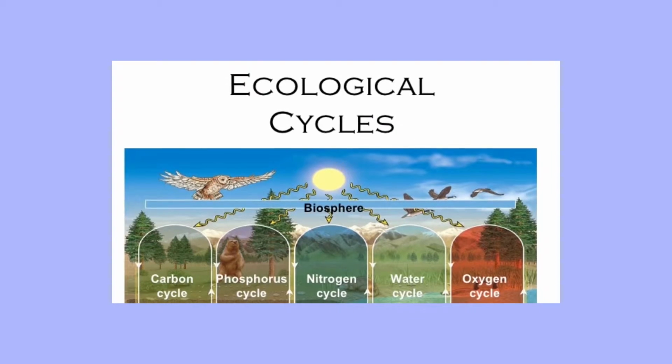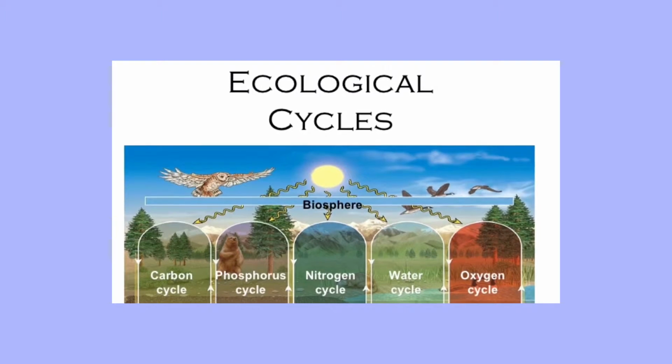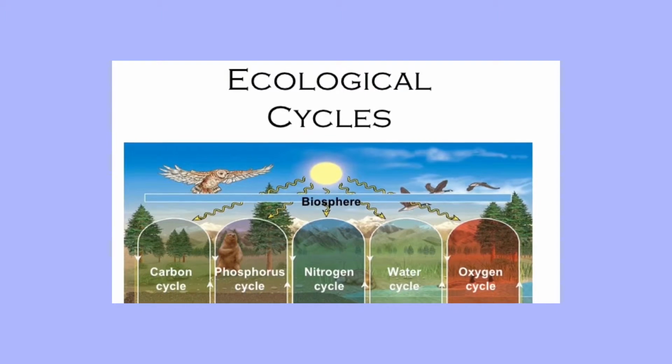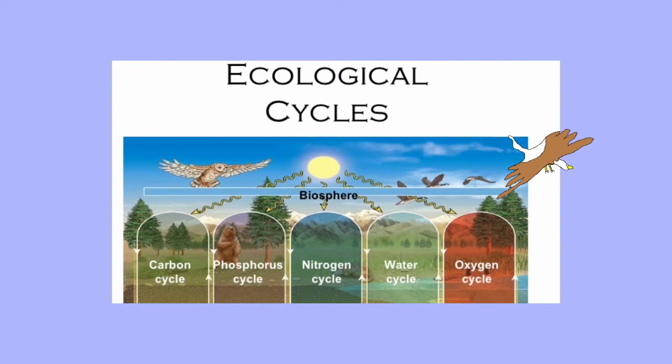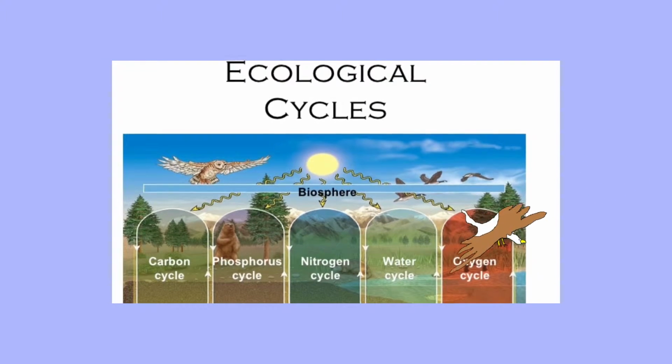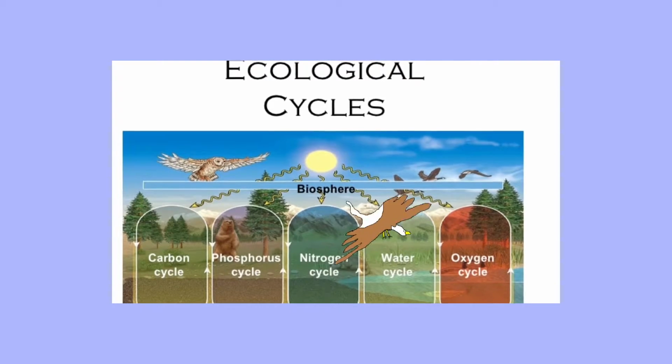Now Paula will talk about the other aspects of our biome. Matter cycles through an ecosystem as it is transferred between organisms and the environment. The four most important cycles are the oxygen, the water, the carbon, and the nitrogen cycles.